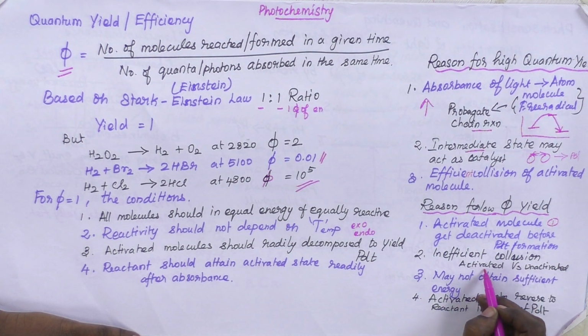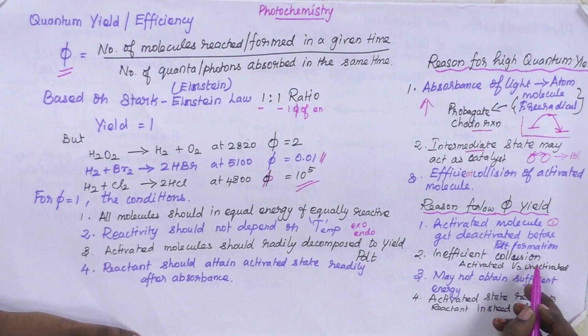The activated molecule may collide with another activated molecule, meaning the collision is an efficient one, and it definitely leads to product. But if the activated compound does not collide with another activated compound, and instead collides with an unactivated one, the energy is transferred or drained and it is not sufficient to carry out the product formation. This may be the reason for the low quantum yield.